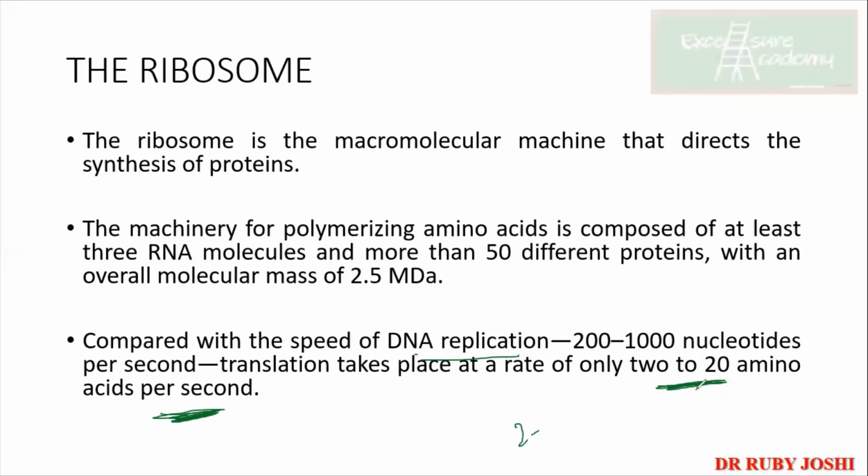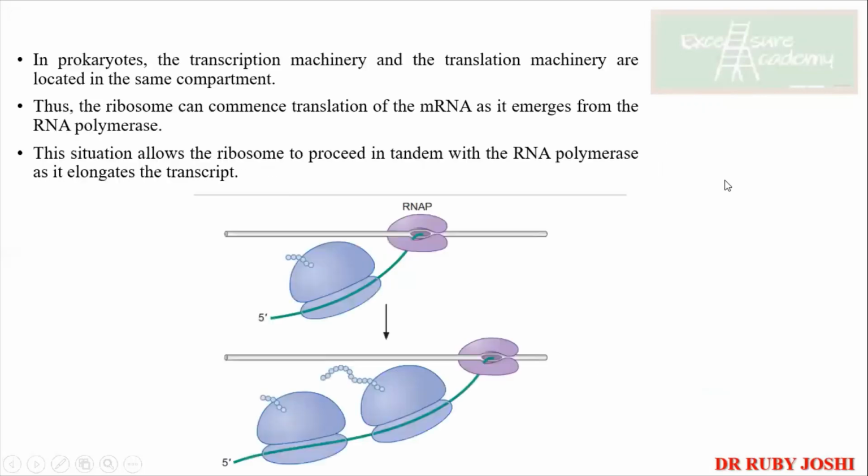So around 2 to 20 amino acids are added per second. If 20 amino acids are added per second, in 60 seconds, that is 1 minute, around 1200 amino acids are added, and this is sufficient to make one polypeptide chain. So again, it is quite a good velocity of polypeptide chain synthesis.